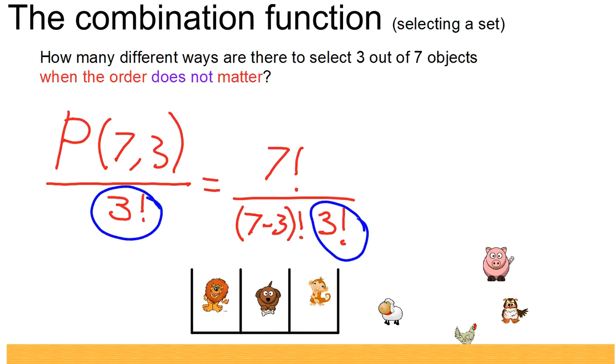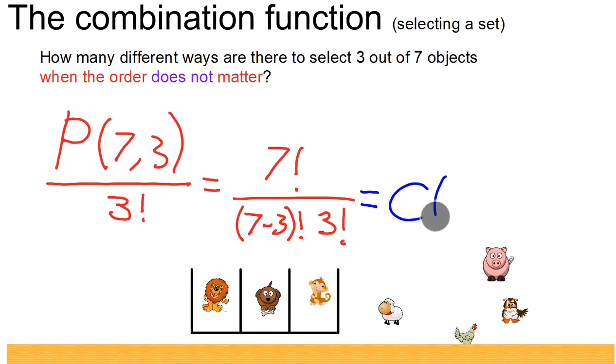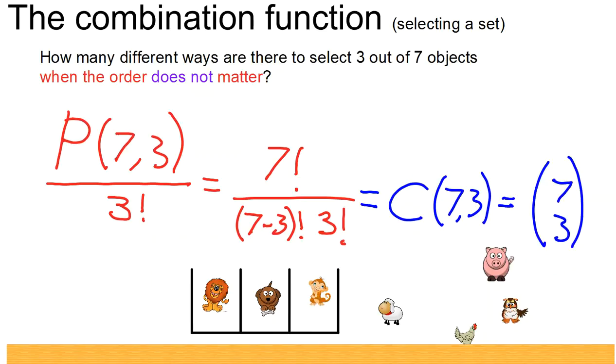Okay, so this is the permutation function, the combination function, and it can be written as C(7,3), or also 7 choose 3. These are the common ways of writing it. Okay, now let's look at another way of getting to the same function.